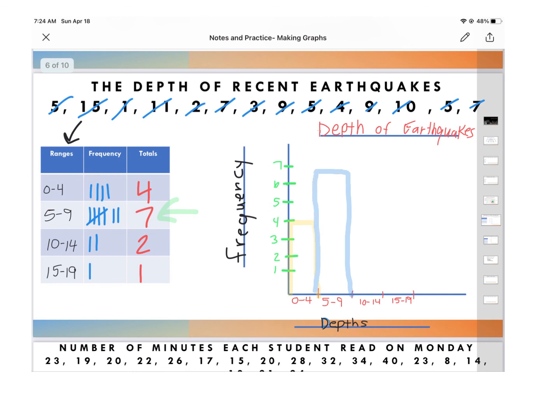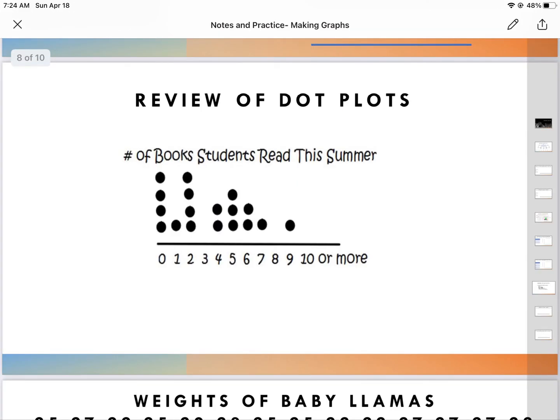From 10 to 14, we need to go up to 2. So about here. Again, they do need to be touching. And then the last one, 15 to 19, that's going to be going just up to 1, which is roughly here. And that's it. That's your histogram.